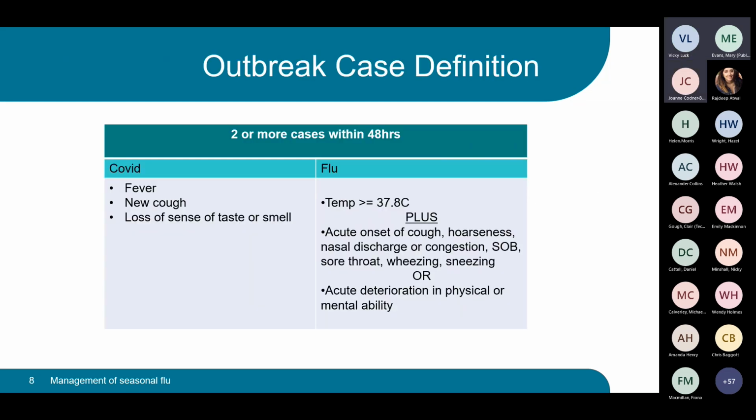Lovely. So outbreak case definition. So COVID: fever, new cough, lost sense of taste and smell, as we all probably are well rehearsed in. Flu tends to be that raised temperature, acute onset, and as I say, going back to that point before about just general deterioration.